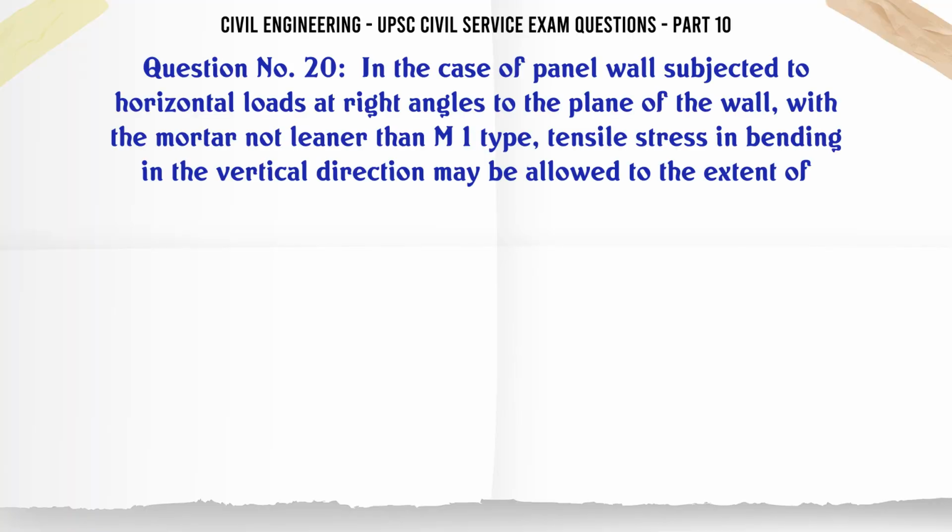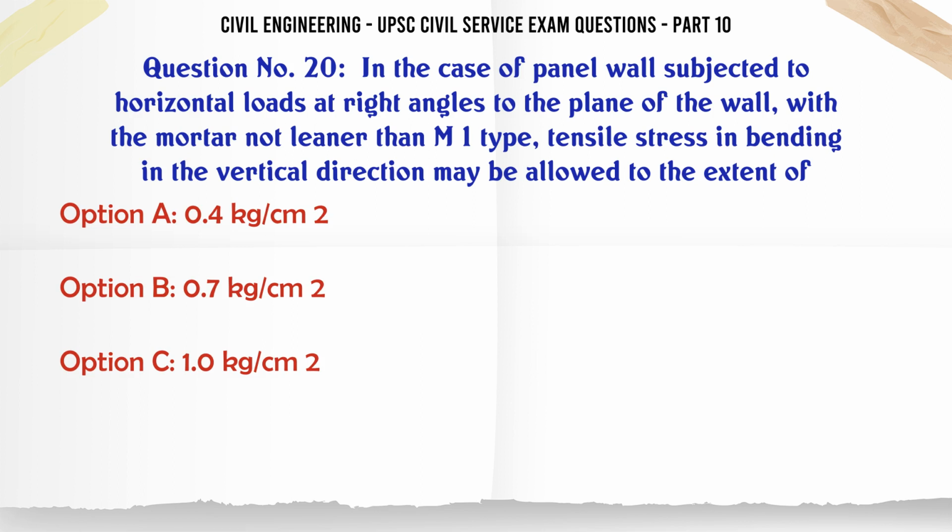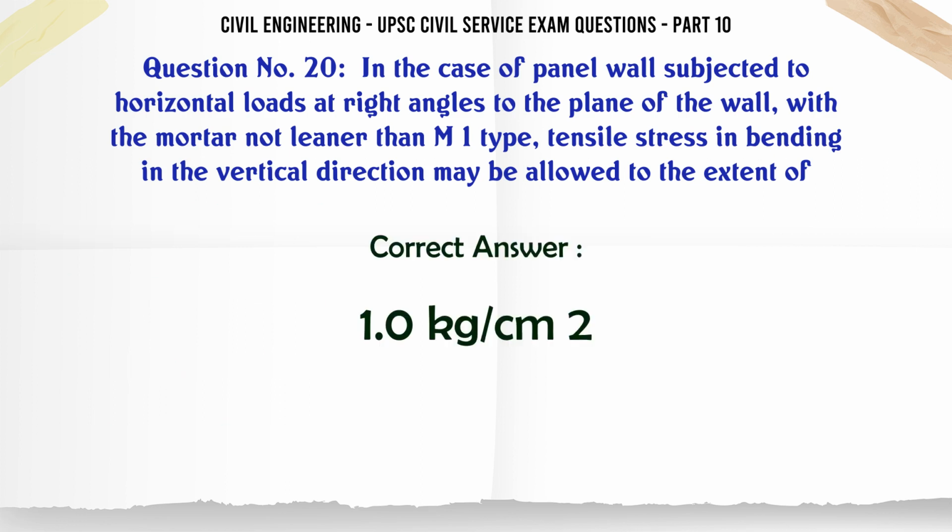In the case of panel wall subjected to horizontal loads at right angles to the plane of the wall with the mortar not leaner than M1 type, tensile stress in bending in the vertical direction may be allowed to the extent of: A. 0.4 kg/cm², B. 0.7 kg/cm², C. 1.0 kg/cm², D. 1.2 kg/cm². The correct answer is 1.0 kg/cm².